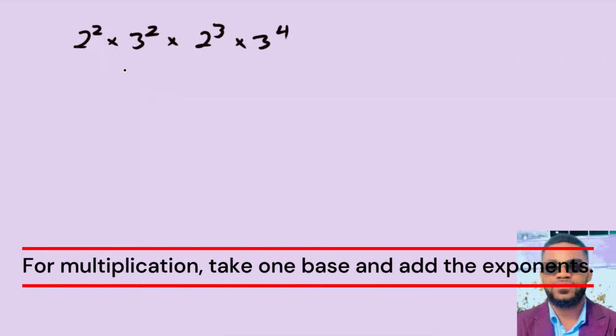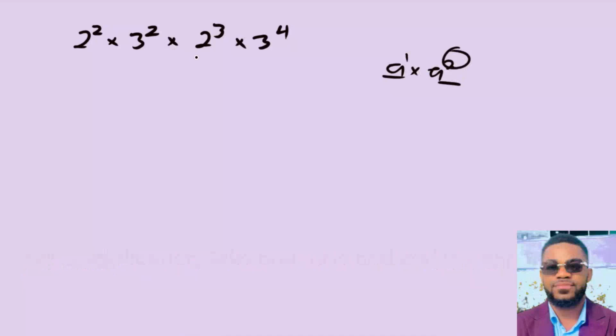Now, the bases must be the same before we can multiply. So, for example, if you have a exponent 2, we can multiply because the bases are the same. These are the bases and these are the exponents. So when it comes to this one too, we have to make sure they have the same bases. But as you can see, the bases are alternating between 2 and 3. So you have 2, 3, 2, 3.